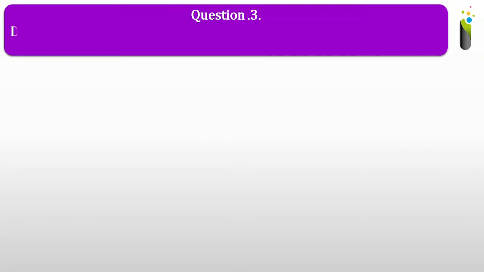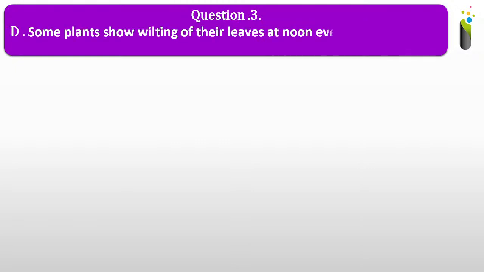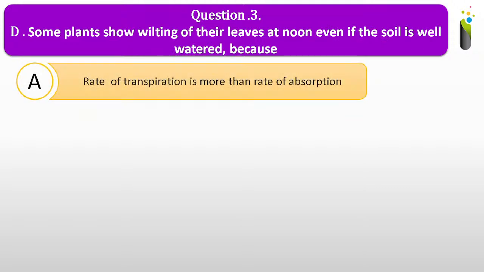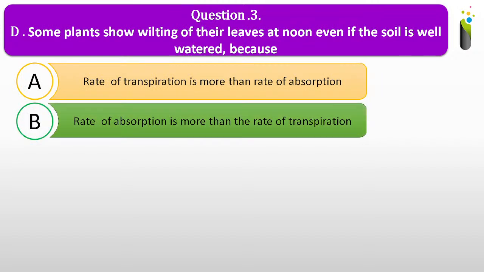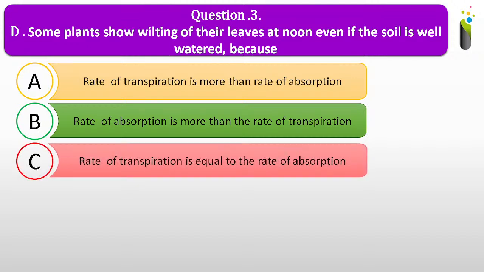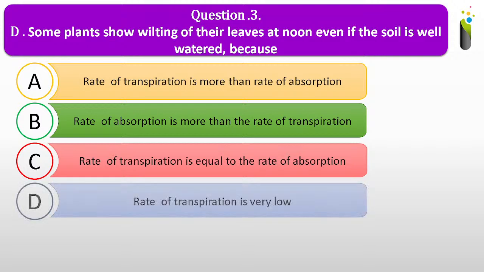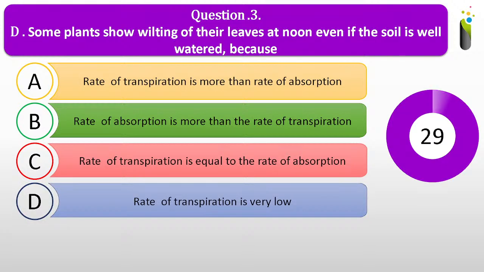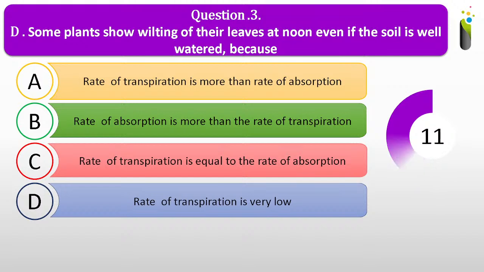Question number 3D. Some plants show wilting of their leaves at noon even if the soil is well watered because A. Rate of transpiration is more than the rate of absorption. B. Rate of absorption is more than the rate of transpiration. C. The rate of transpiration is equal to the rate of absorption. D. The rate of transpiration is very low. So what is the answer for this question? Why do some plants show wilting of their leaves at noon, even if the soil is well watered?